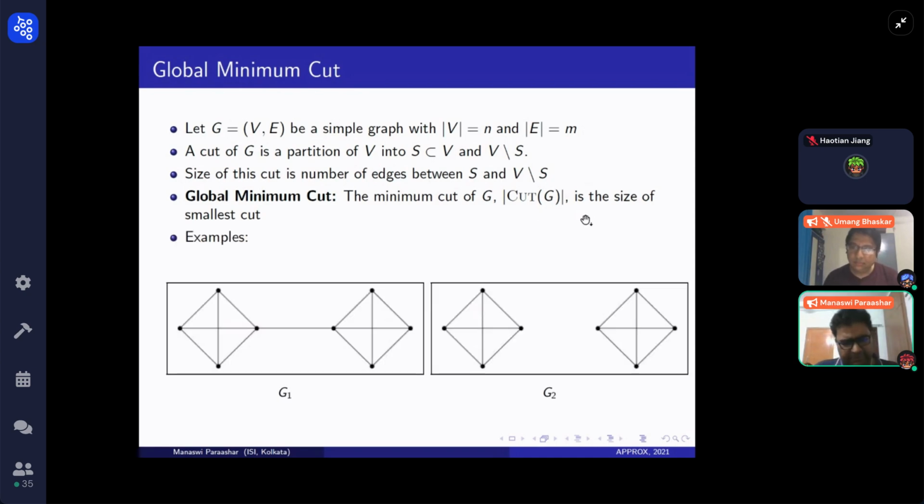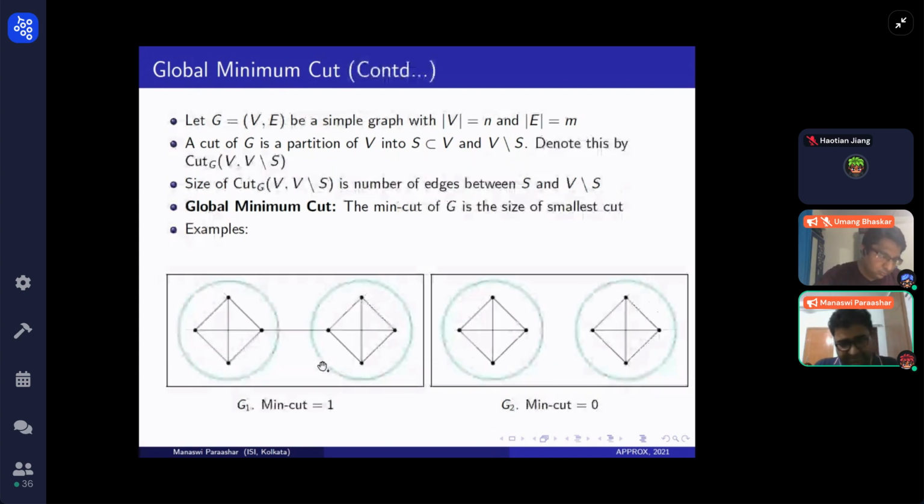Let us take a couple of very simple examples. Here G1 and G2 are two graphs on 8 vertices each. And this is the global minimum cut, and the size of the minimum cut is 1 and 0 respectively. G2 is disconnected in particular.